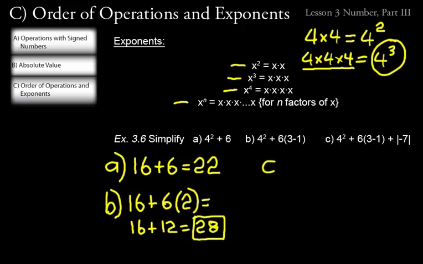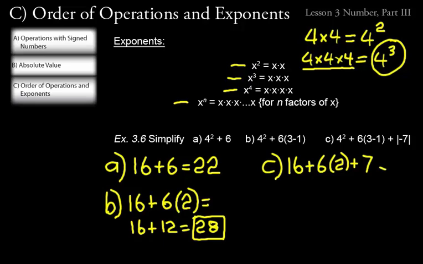C, let's do that. Again, we have a 4 squared. We have some parentheses and absolute value now also. So we can write that 16 down. That's okay to do that multiplication first. Then we'll say plus 6 times 2. Then let's take the absolute value of negative 7. That would just be a 7. So we have that as well.